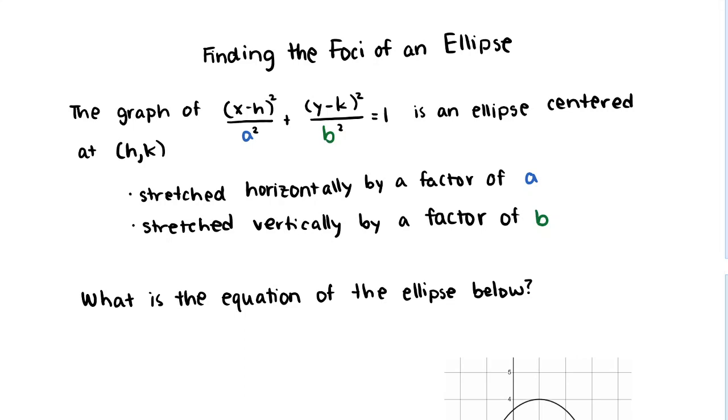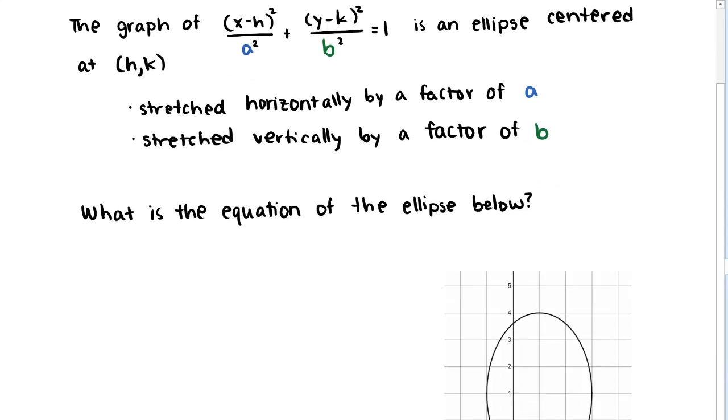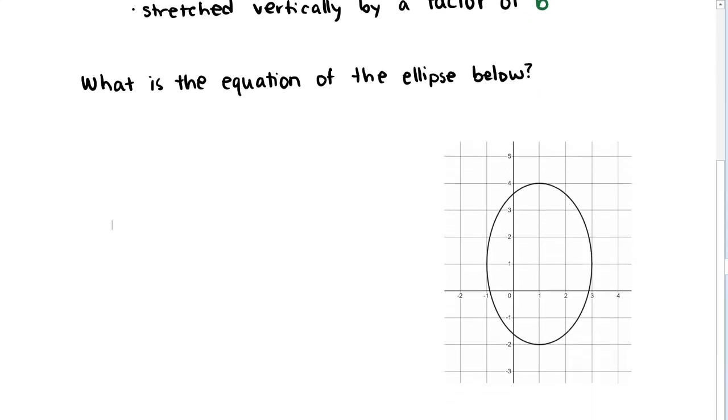And this ellipse is kind of like a unit circle at this center point that's been stretched horizontally by a factor of a and stretched vertically by a factor of b. So that's how we can interpret what the numbers in the denominators represent. And here, how can we apply those ideas to find the equation of this ellipse on the right?